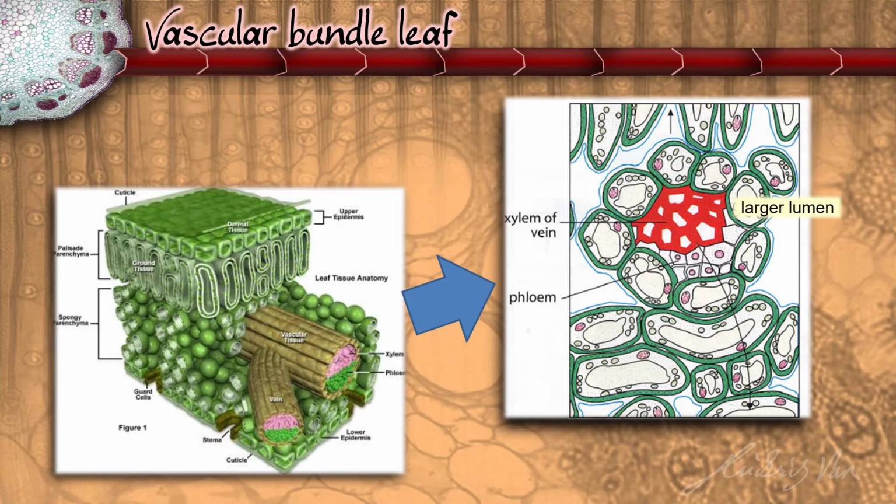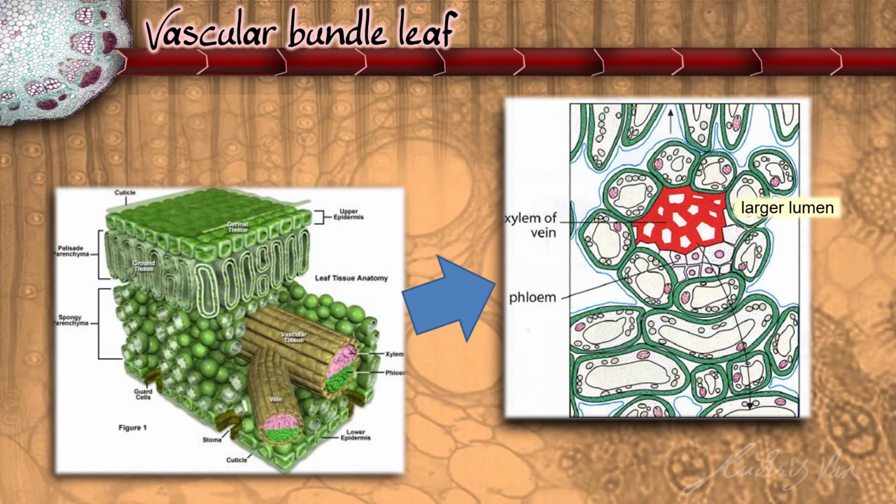Basically, it's quite a hollow tube for xylem. For phloem, on the other hand, you can see that there's a nucleus, but the lumen of the phloem is a lot smaller than the lumen of the xylem. And that is how you differentiate the two in the leaf.